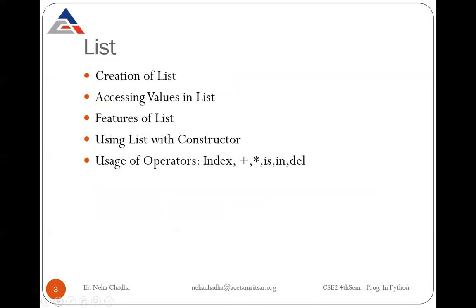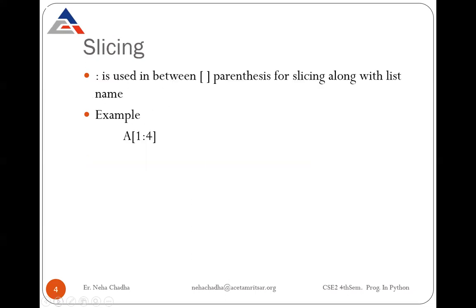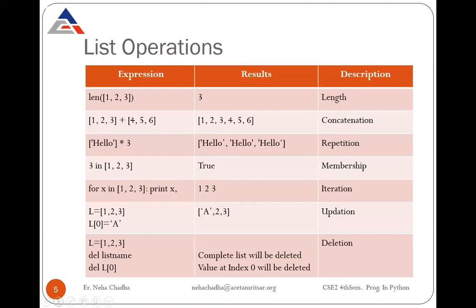This is the course content. To revise the previous session that we have studied about the list: what a list is, how you can access it, what the main features of the list are, using list with the constructor, and the various operators in list. Then slicing in list, that you can do using the colon sign, and between the square brackets you can give the indices and access the list.